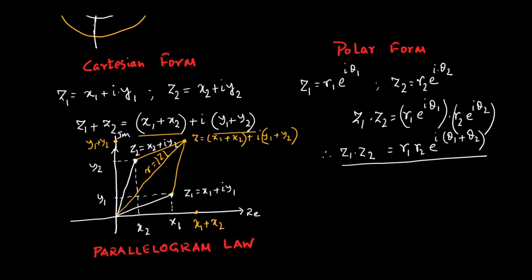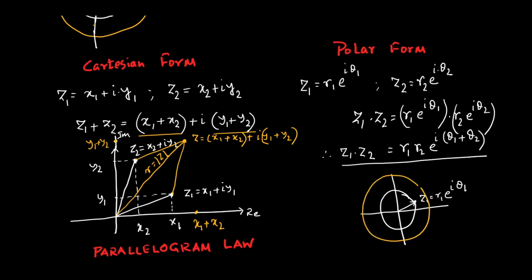But as a rough idea, what can we say? Say for example, this represents a circle of radius r1. This is my R1. Say this complex number represents z1 equals r1 e to the power i theta 1. Say this is my z1. Now let us consider r2 e to the power i theta 2. That will be on the circle of radius r2. Let us suppose hypothetically that this is my circle of radius r2. This angle is theta 2.